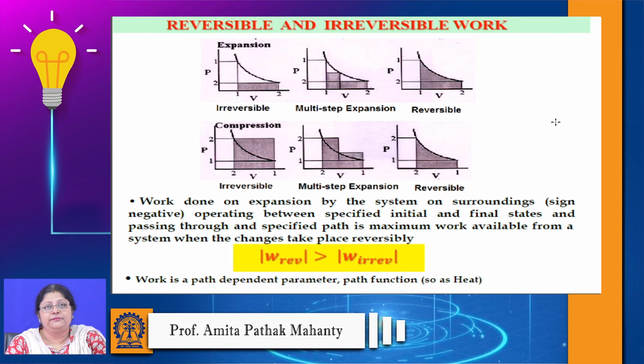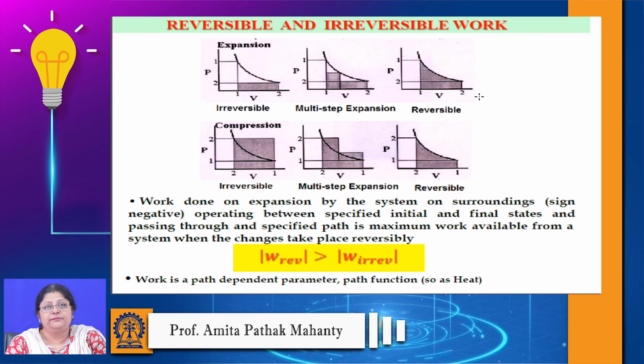So the work done on expansion by a system on the surroundings has a negative sign, because work done on expansion means the system is doing work on the surroundings. Operating between specific initial and final states and passing through a specified path, the maximum work is available from the system when the changes take place reversibly. So for any expansive work done by the system, you get the maximum work when you carry it out reversibly.